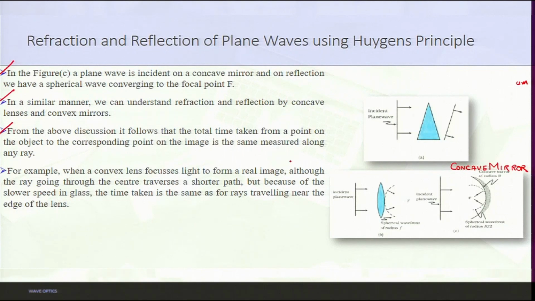So, this point is also completed. Now, for example, when a convex lens focuses light to form a real image, although the ray going through the center traverses a shorter path, quite evident it will traverse a shorter path, and these will take a longer duration. So, this distance is quite larger as compared to this distance.